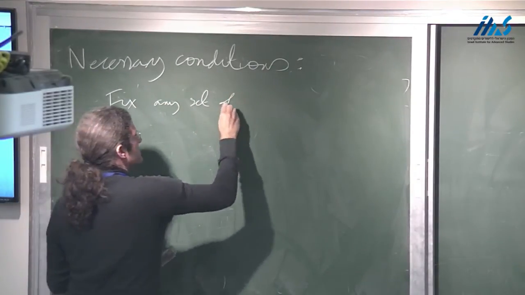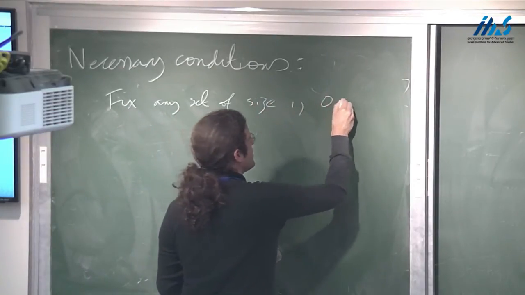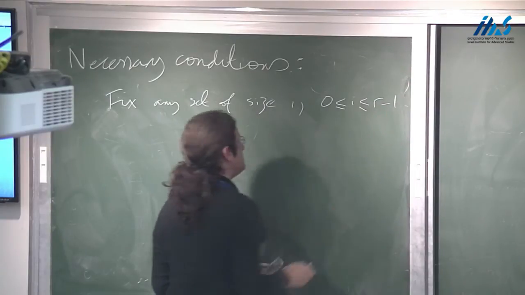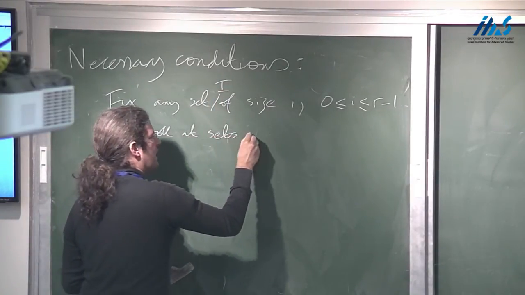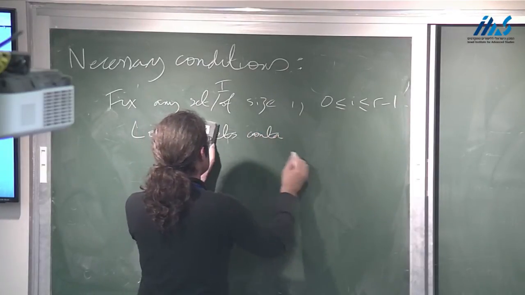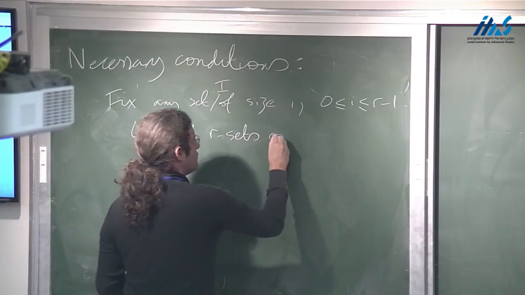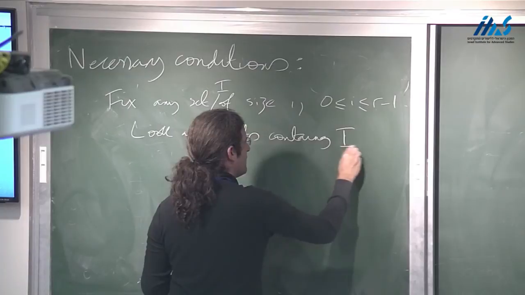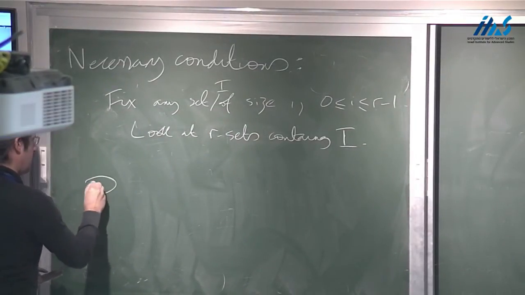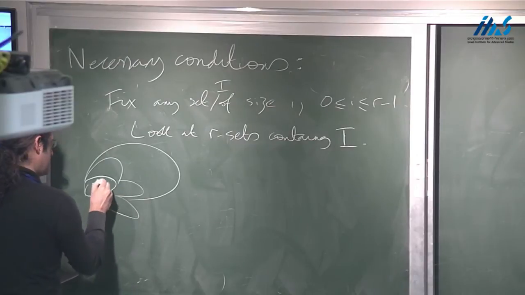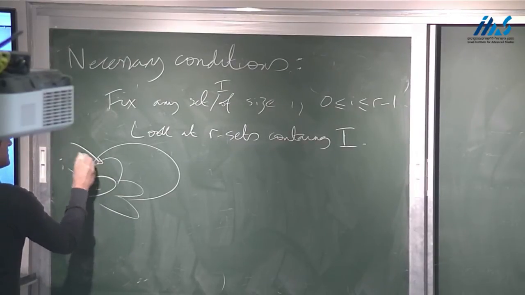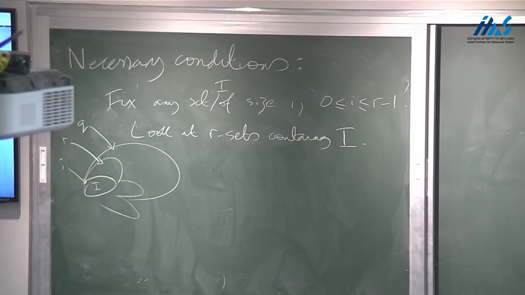So fix any set of size i, where let's say i is between 0 and r minus 1. Look at the r-sets containing I. Here's I, and I've got some sets here. This one has size i, this one has size r, and then I choose some set of size q which covers it. I'm going to cover some number of r-sets containing I, whatever that number is, and it has to divide the total number of sets that I need to cover.